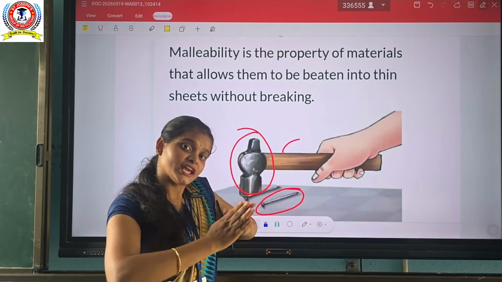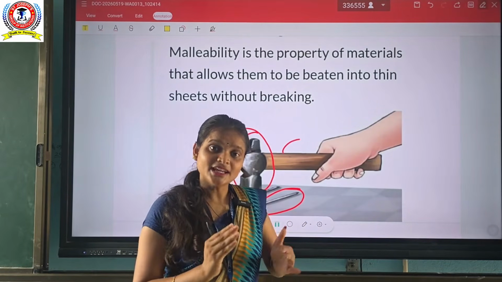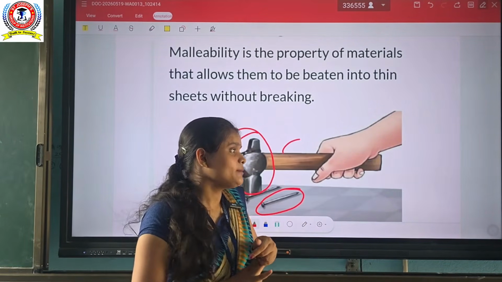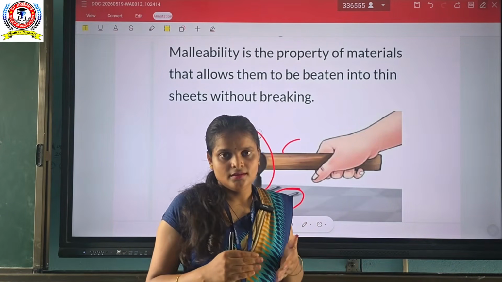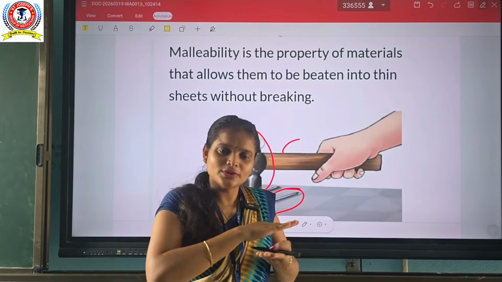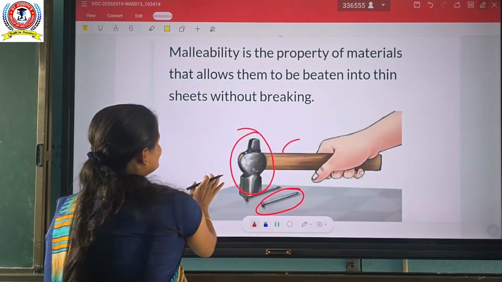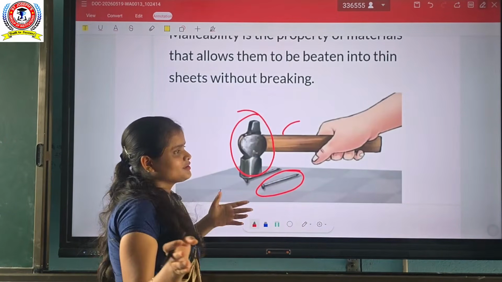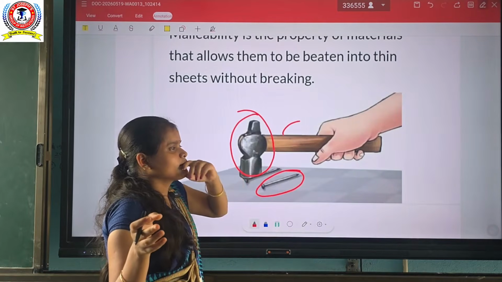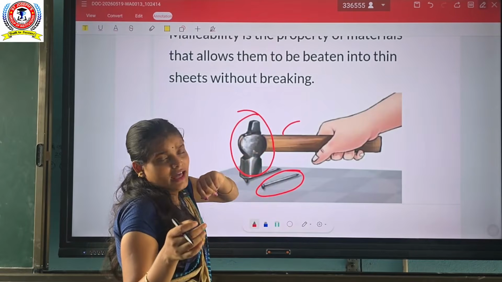They can change their shape, but cannot be broken. This malleability means we can beat it into a thin sheet. We can beat it and make a complete thin sheet. Is that okay or not? So just look at the picture, without breaking. Look at the picture and do some homework like that. What? Iron nail and hammer.